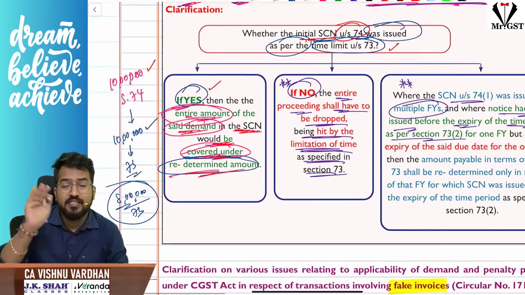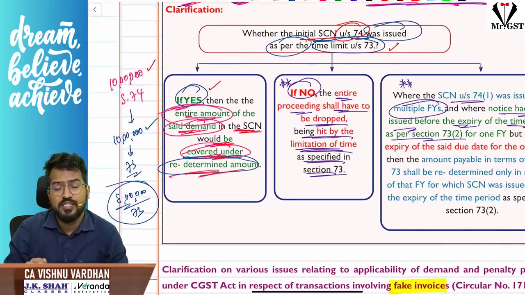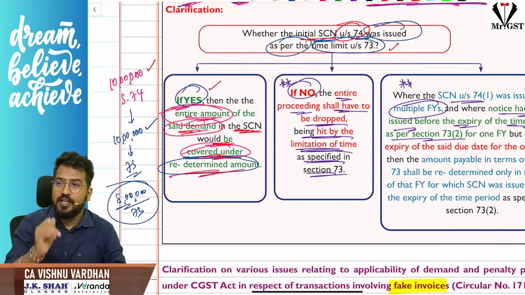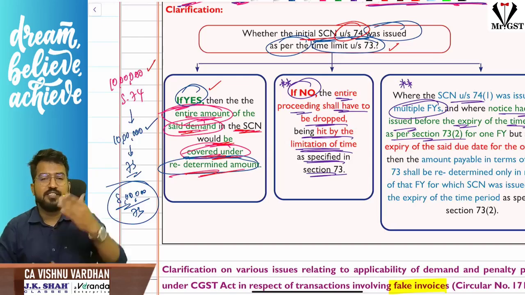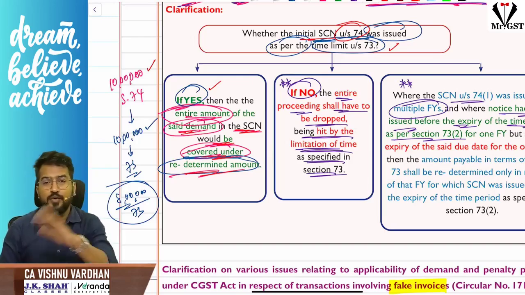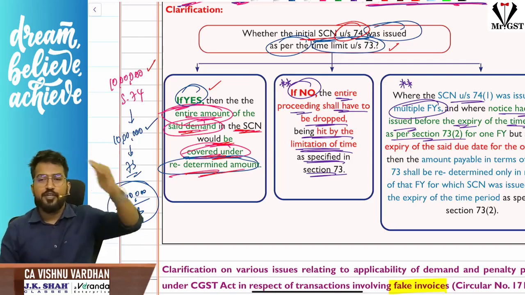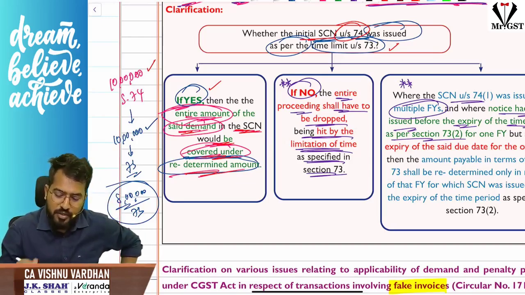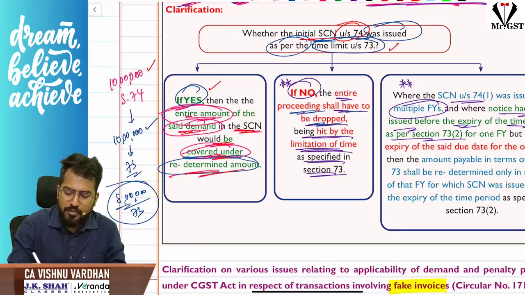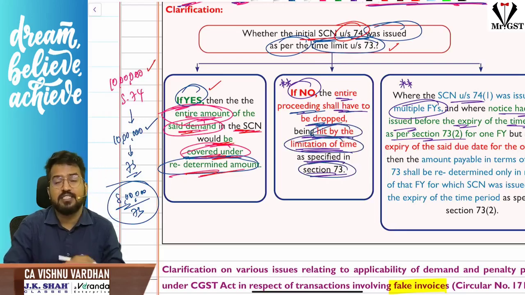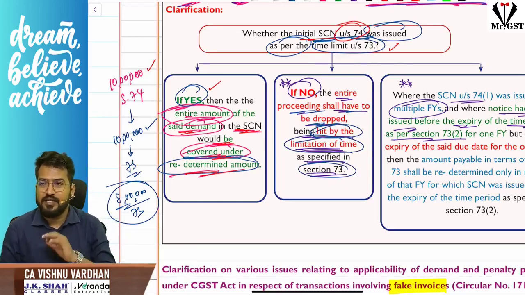No sir, suppose the show cause notice initially issued under section 74 was issued after the time limit of section 73. Section 73 notice time limit is what? 2 years and 9 months. After that you have issued the notice, in that case what will happen? Automatically the proceeding shall be dropped because of the limitation given in section 73. Okay, that is the interesting fact here.